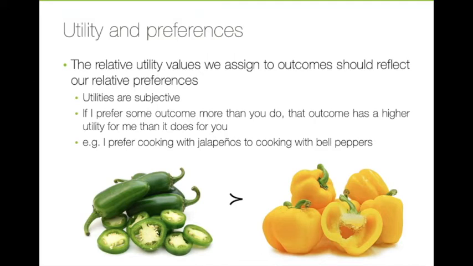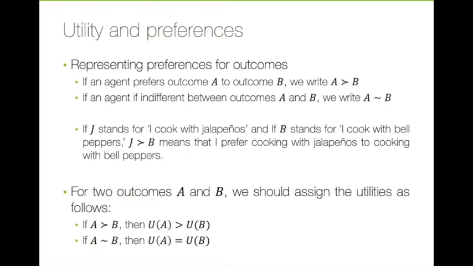For shorthand, we'll use a couple of symbols to represent our preferences for different outcomes. So if an agent prefers some outcome A to some outcome B, we'll write A and then this sort of curvy greater than symbol B. And if an agent is indifferent between two outcomes, A and B, we write A tilde B. That basically means that to this agent, A and B are two outcomes that are equally good. They would be equally happy or unhappy with both.